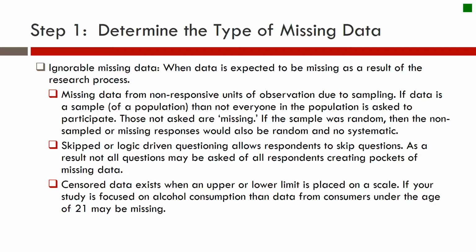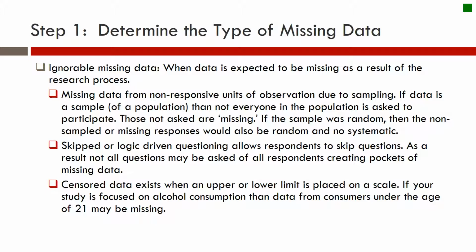When we start thinking about the type of missing data that we have, some missing data happens just as a result of collecting data. Sometimes we might call this ignorable missing data. In other words, the data is missing, but it is missing for some specific reason that we would expect. And so the fact that it's missing is not necessarily a concern, because it's explained in some element of the research or the process that we're doing.